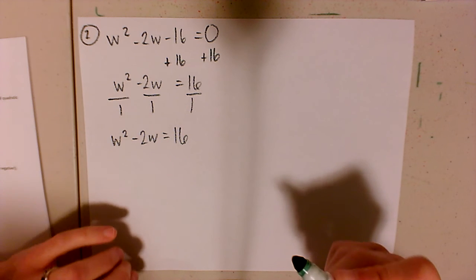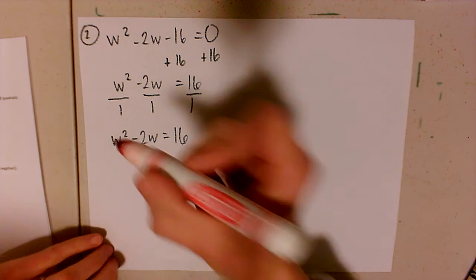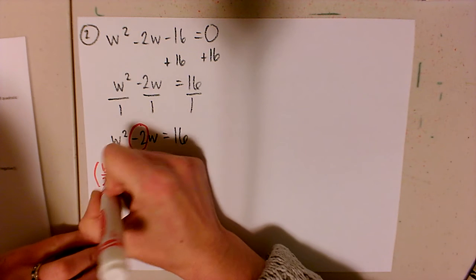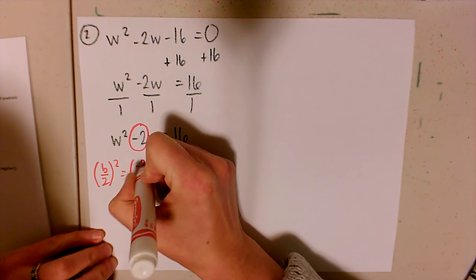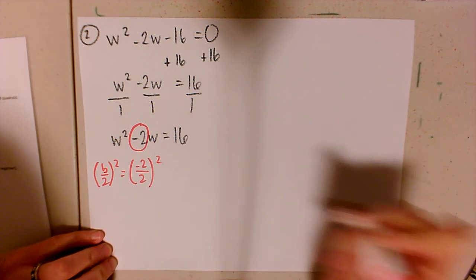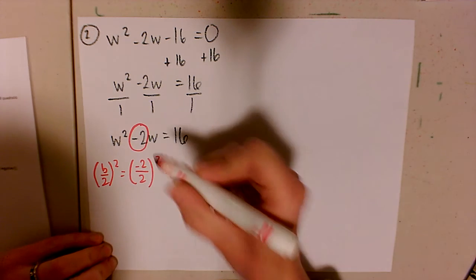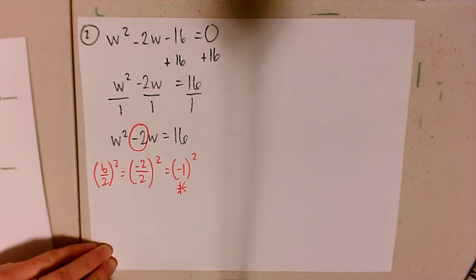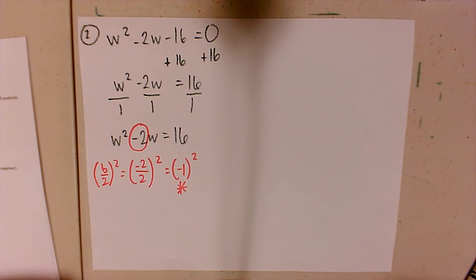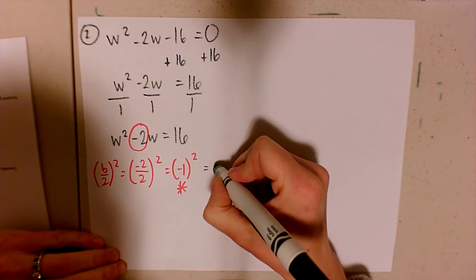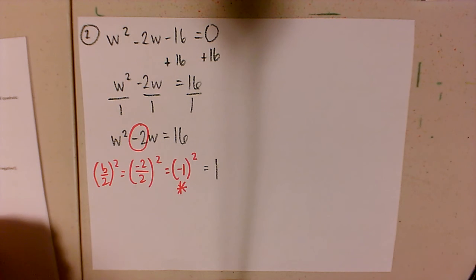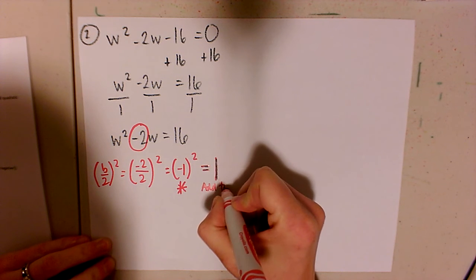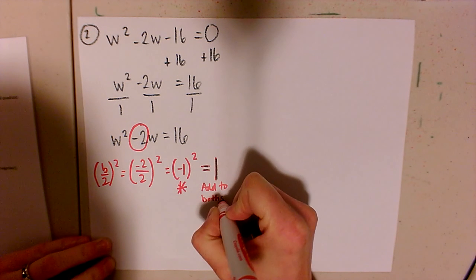So I still have w squared minus 2w is 16. Okay, so now we're going to figure out our b over 2 squared, right? So the b that we're going to use is this negative 2. So I'm going to do b over 2 squared. So that's going to be negative 2 over 2, the whole thing squared. And a negative 2 over 2, that's going to turn into negative 1, the whole thing squared. I'm going to put a star under that negative 1 because I'm going to use it later when I factor, okay? And then when I square that, I get a positive 1, okay? And then this positive 1, we're going to add to both sides.